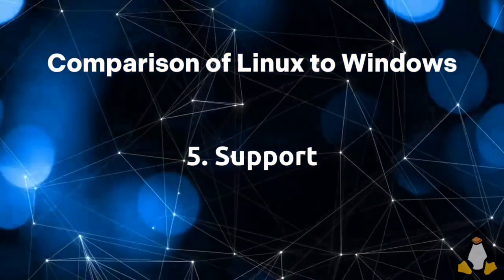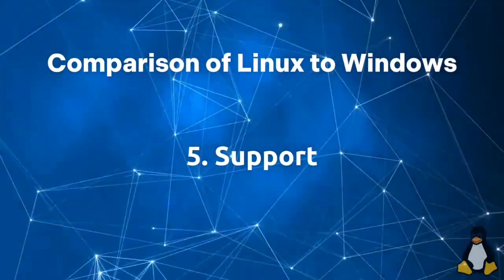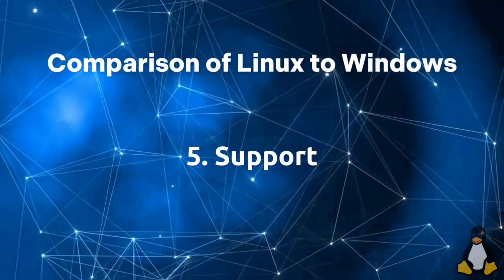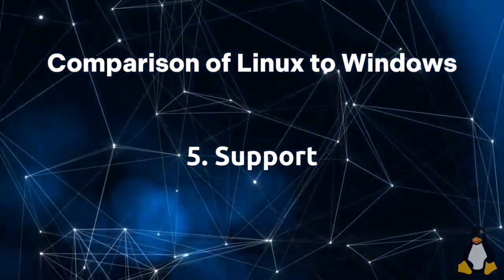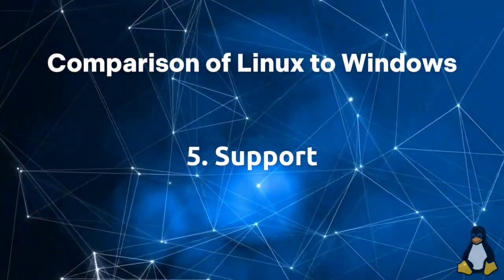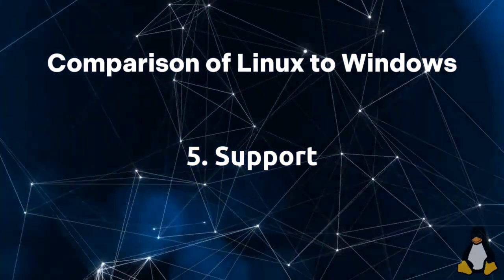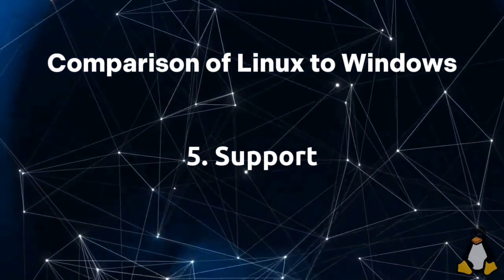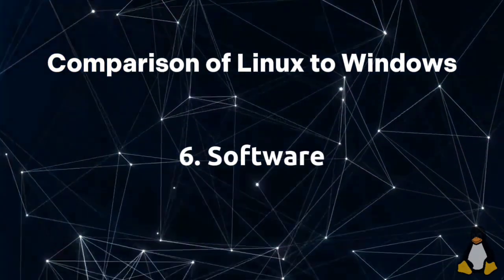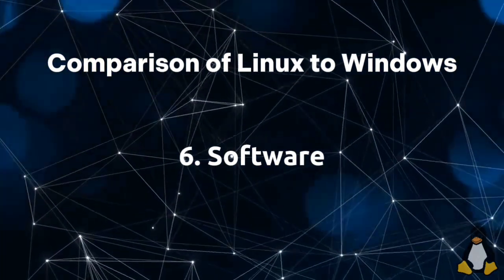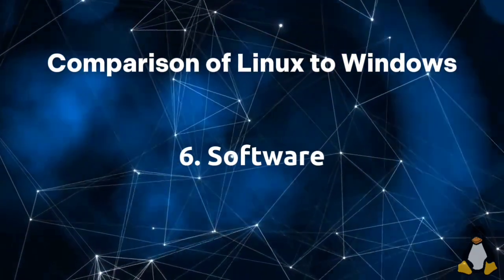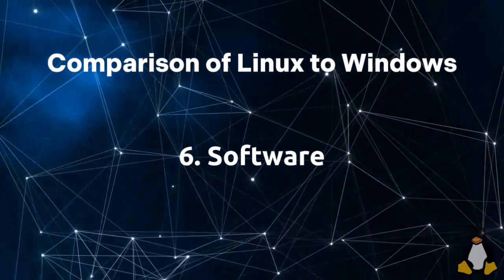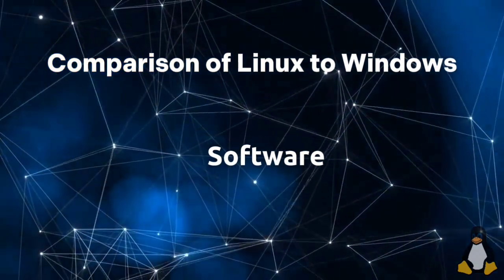Number 5, support. Numerous support services are available for Windows, both online and within the system. Comprehensive specialized literature is also accessible, catering to users with varying degrees of expertise. On the other hand, the large user base supports Linux. Virtually any issue can be resolved by browsing through the many online forums and wikis. Number 6, software. The majority of software that is released works with Windows. While some Windows programs can run on Linux, there are significantly fewer applications made exclusively for Linux.